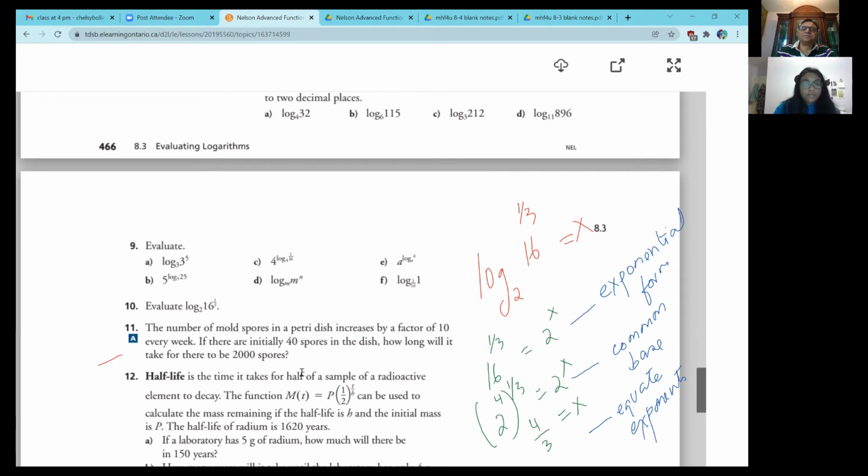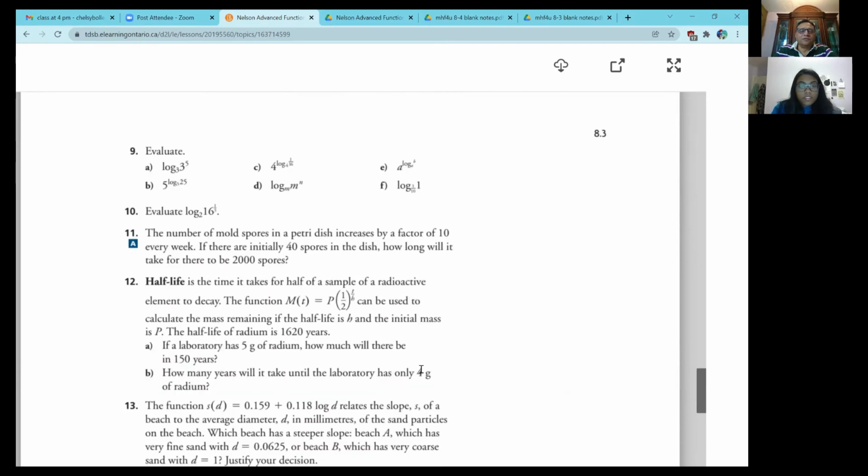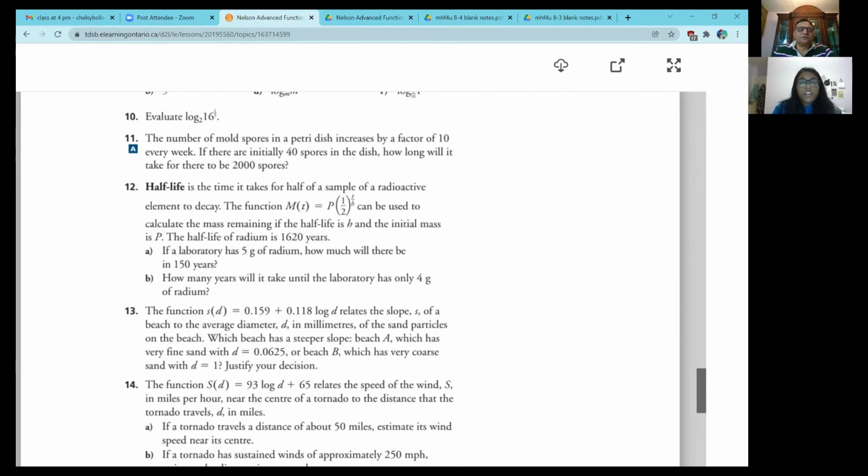Perfect. Let's do question number 12. Can you read it? Half-life is the time it takes for half of a sample of a radioactive element to decay. The function m of t equals p times (1/2) to the power of t over h can be used to calculate the mass remaining if the half-life is h and the initial mass is p. The half-life of radium is 1620 years. If a laboratory has 5 grams of radium, how much will there be in 150 years?